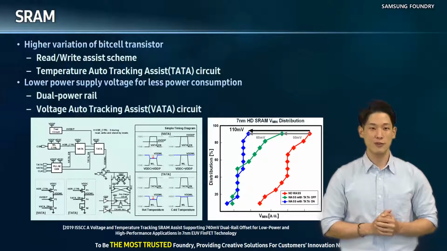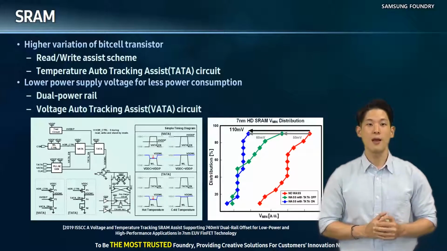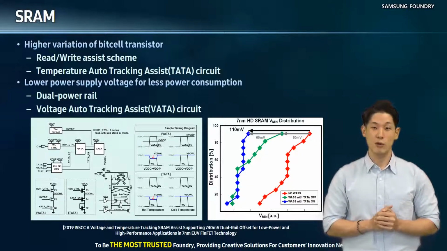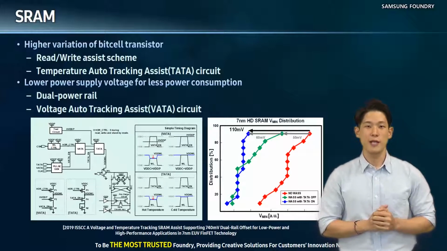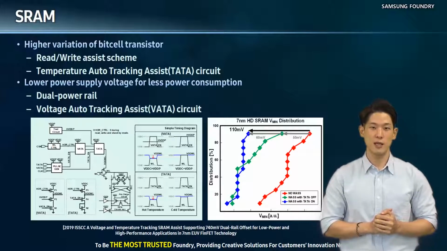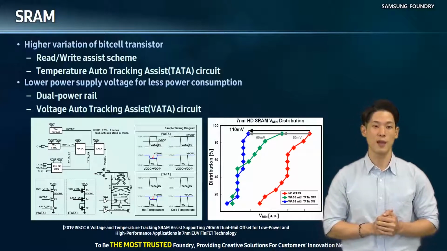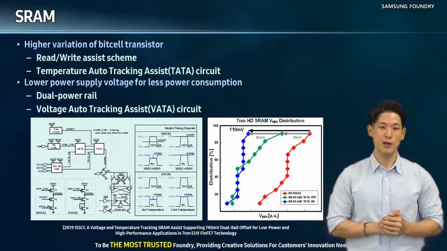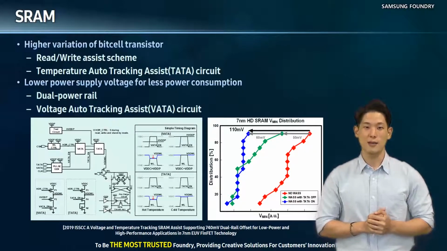We are providing SRAM in more advanced process without reducing the performance, but with lower power consumption. The size of SRAM bit cell becomes smaller and smaller as the process gets advanced. The variation of the transistors is increased, and this narrows the process window of disturb margin and write margin. To get over this and improve write and disturb characteristics, read and write assist circuits are applied.